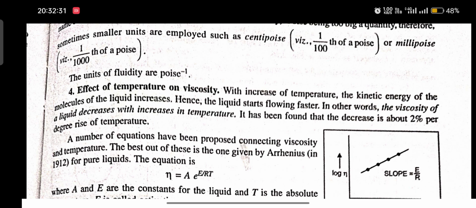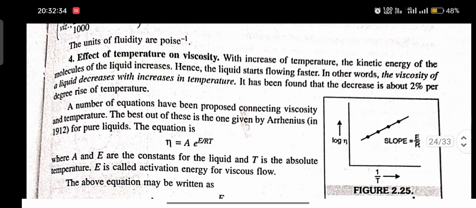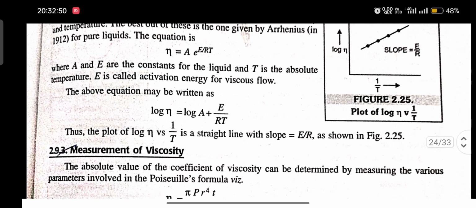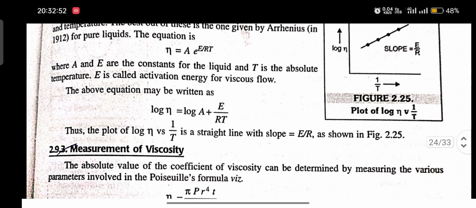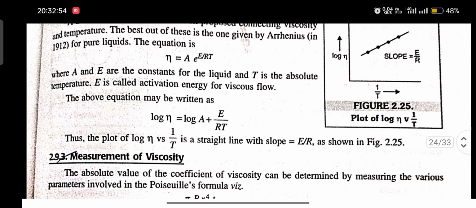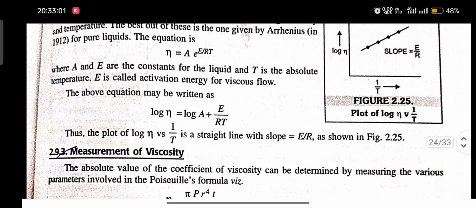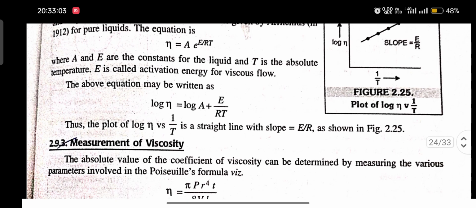A number of equations can be proposed connecting viscosity and temperature. The best out of these is the one given by Arrhenius for pure liquids. This equation is eta equals A e to the power E by RT, where A and E are constants for the liquid and T is the absolute temperature. E is called the activation energy for viscous flow. The above equation may be written as log eta equals log A plus E by RT. Thus the plot of log eta versus 1 by T is a straight line with slope E by R.